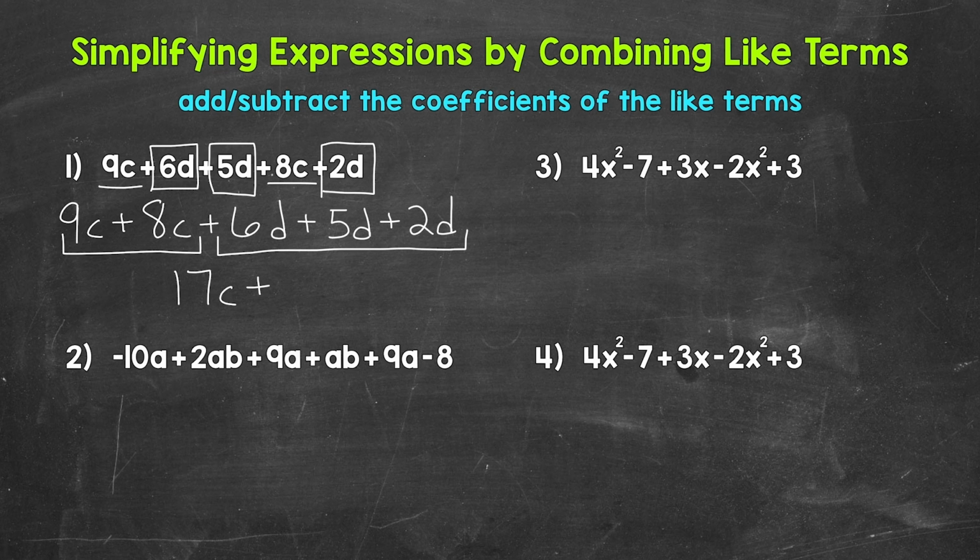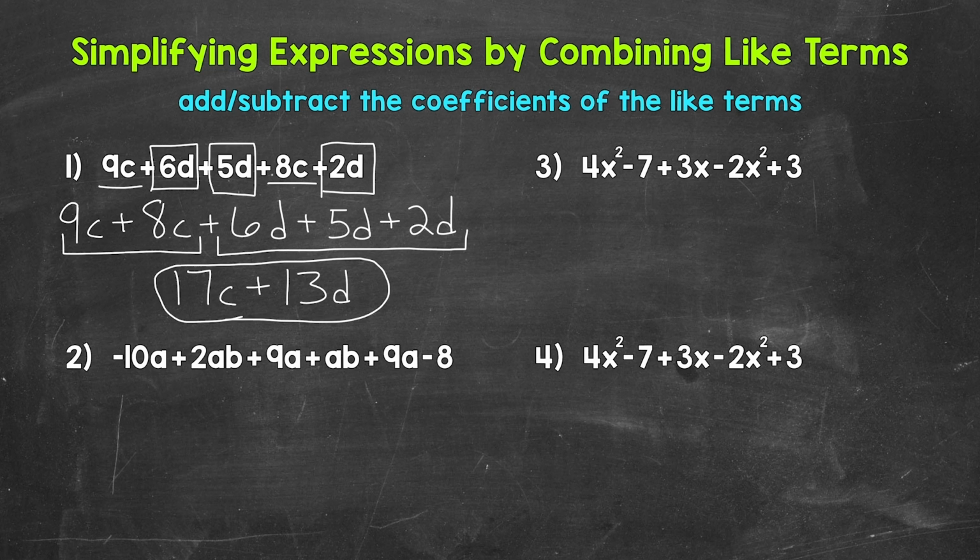So we have 6d plus 5d plus 2d. 6 plus 5 is 11, plus 2 is 13. So we have 13d. And this is our final simplified expression, 17c plus 13d. Now 17c plus 13d is equivalent to the original expression. We went from 5 total terms in the original expression and simplified it to 2 total terms by combining like terms.